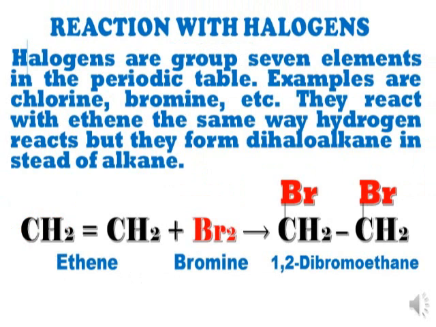The next reaction we are going to consider is reaction with halogens. What are halogens? Halogens are group 7 elements in the periodic table. Examples of halogens are chlorine, bromine, fluorine, iodine, etc. Now the halogens react with ethene exactly the very same way hydrogen gas reacts. But the difference is that while hydrogen reacts with ethene to form ethane, halogens react with ethene to form dihaloalkane.